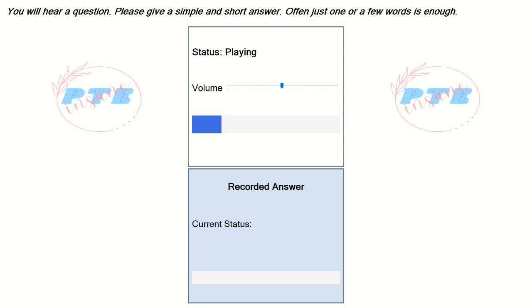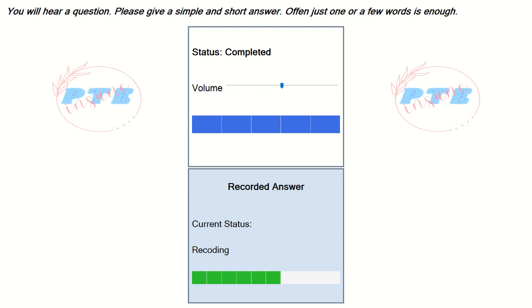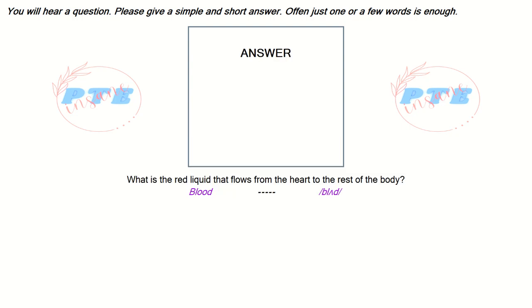What is the red liquid that flows from the heart to the rest of the body? Blood.